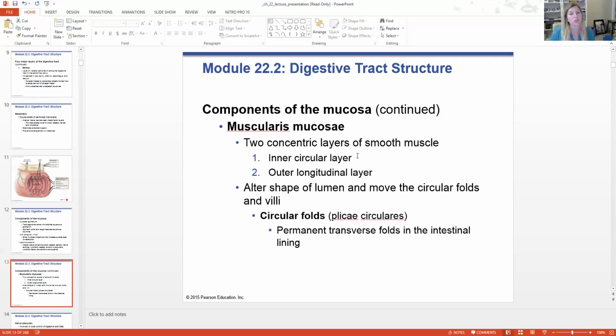There are also circular folds. These are within the small intestine. They're called the plicae circularis. These folds allow for expansion of the space and increased surface area for absorption.